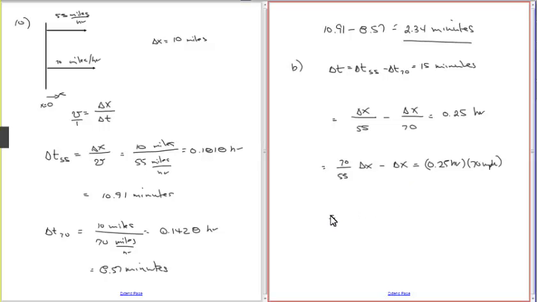And so you have 70 divided by 55 is 1.27. And then we subtract 1, we'll have 0.2727 delta x is equal to 70 times 0.25.